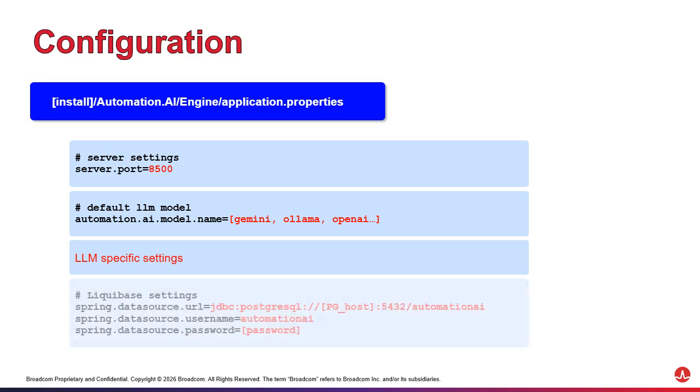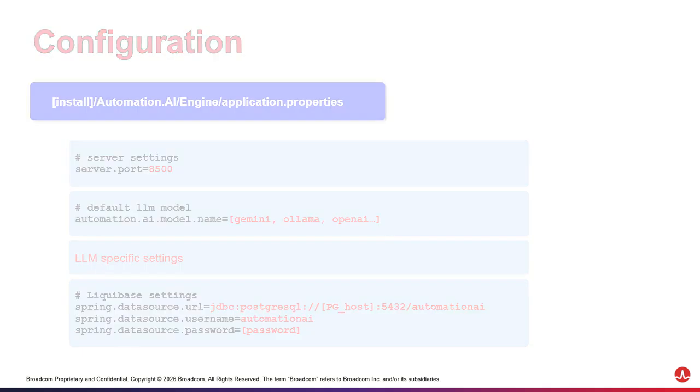Finally, specify the database settings. That means the Postgres JDBC URL, including the database, the username, and the password you set when you executed the script. Both database and user should be Automation AI. The installation and configuration are done. You can start Automation AI.